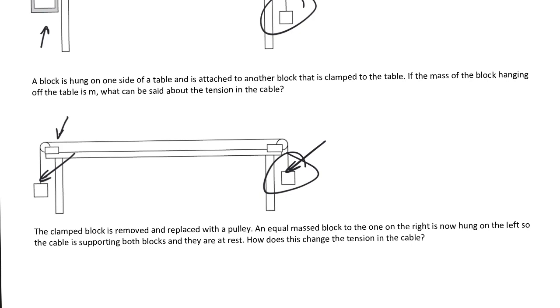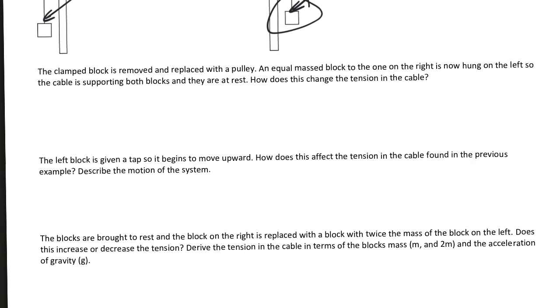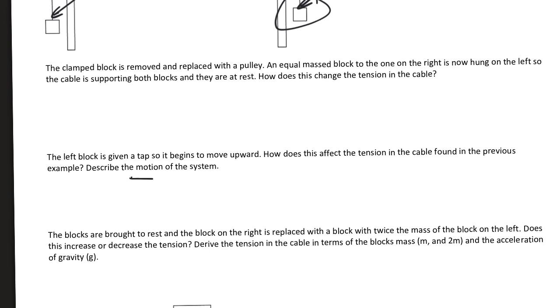Now, the real test of that is to tap the system. The left block is given a tap, so it begins to move upward. How does this affect the tension in the cable found in the previous example? And describe the motion of the system. Have any of the forces changed after the tap? That's the important question. And the answer is nothing has changed, except that now the system is going to move at a constant velocity.